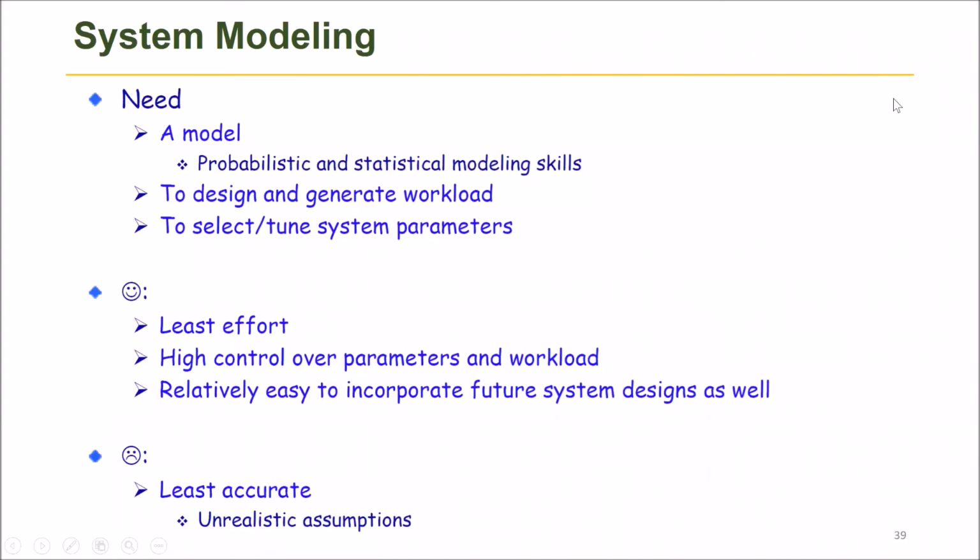In system modeling, we use probabilistic and statistical modeling. Most of the time, we have to consider unrealistic assumptions to reduce the complexity of the design. It is the easiest way to evaluate the functionality of the system. However, the result would not be accurate.